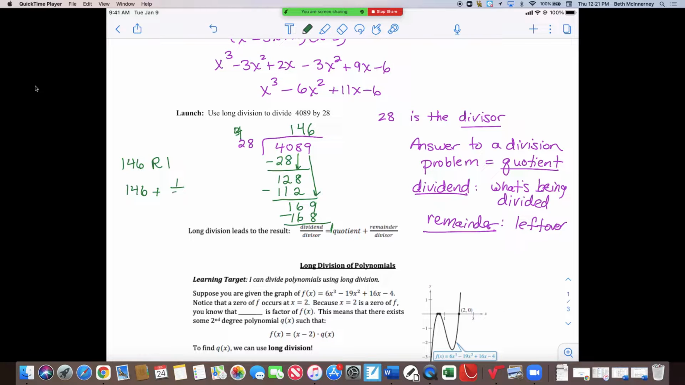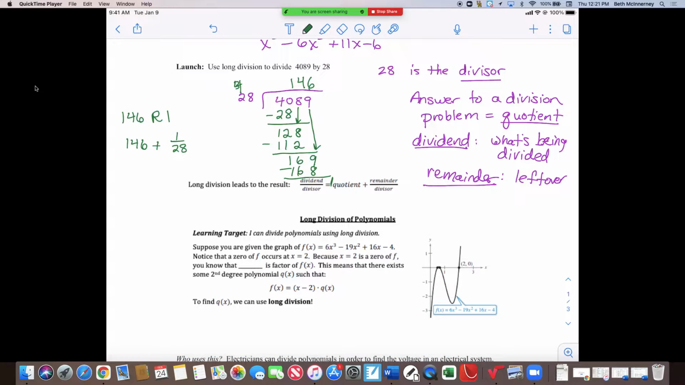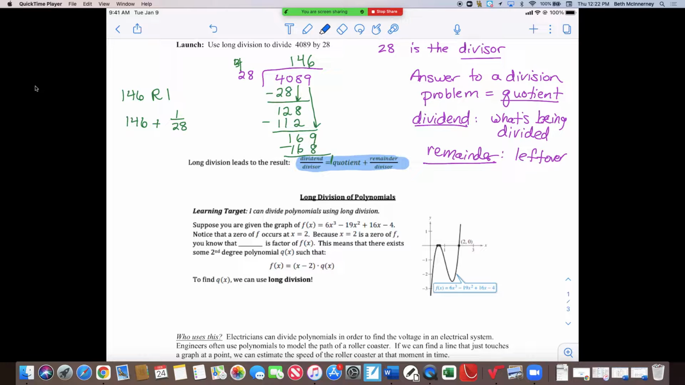You went up a little bit in level, and you said, really, though, this is 146 plus 1 over 28. You took the remainder over the divisor. Okay? So long division leads to this result, and I'd like you to use your highlighter here and highlight this piece that says, when you have a dividend over the divisor, you get a quotient plus the remainder over the divisor.